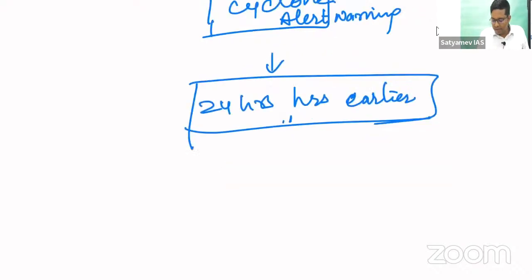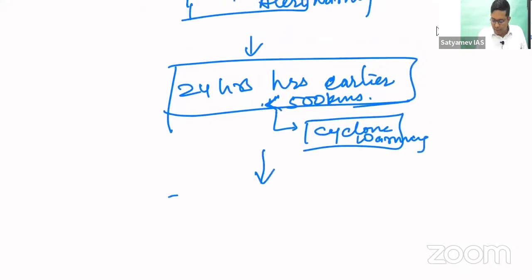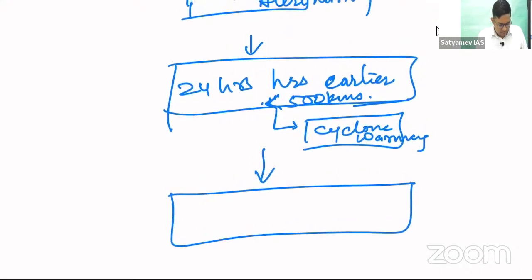All right, 24 hours earlier, which is within less than 500 kilometers. When it is less than 500 kilometers, what is this? This is called cyclone warning. And after that it will also be issuing this, what?